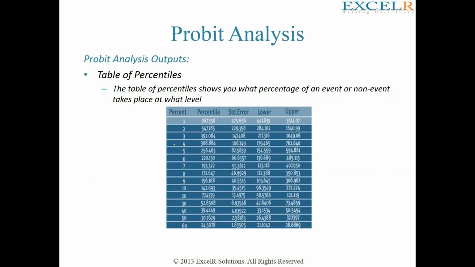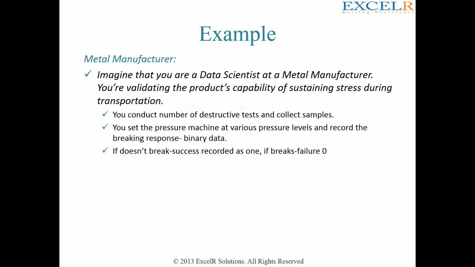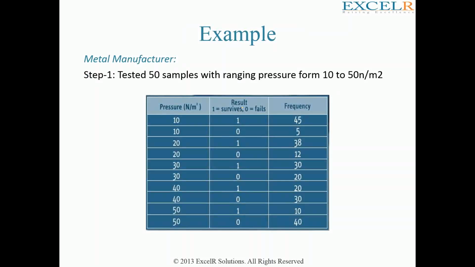So you have 1 to 60 levels. You have the standard error, you have the upper limit and the lower limit associated with each value there. So if you do not understand, forget about that. It's not extremely important. Probit analysis is actually out of scope. I just put it here so that you might want to read that at your own leisure.